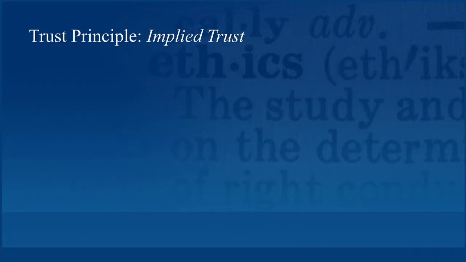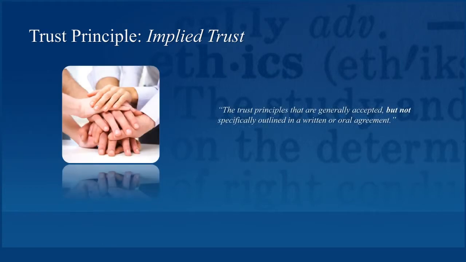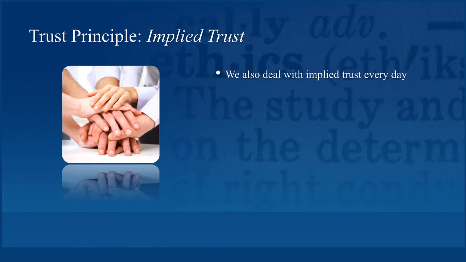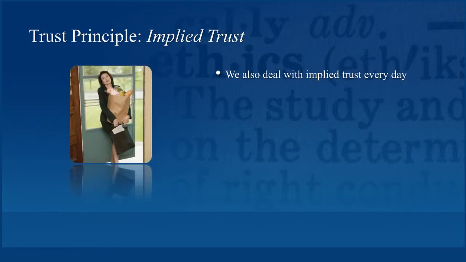The other type of trust we mentioned is implied trust. Implied trust is very different from explicit trust. Implied trust is summarized as the trust principles that are generally accepted but not specifically outlined in a written or oral agreement. They are implied. Just as explicit trust is more like a written contract, implied trust is more like the social contracts we deal with every day.